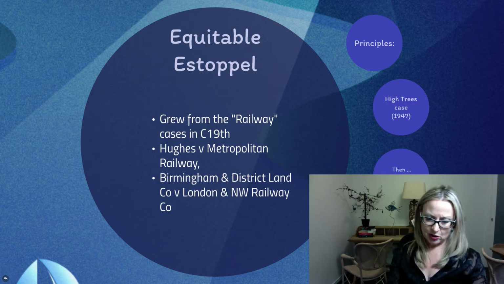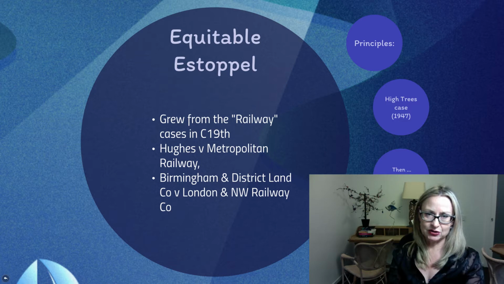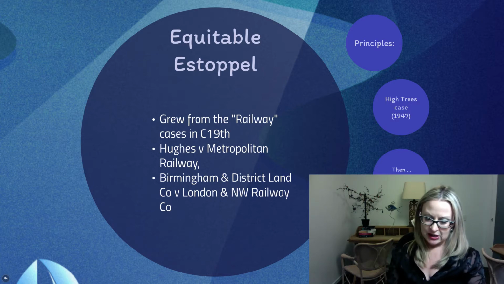In Hughes and Metropolitan Railway, it was that some repairs had been required to be done by the landlord. They had given the tenant notice that they needed to conduct some repairs within, I think it was 6 months. In the Birmingham case, there were some time provisions in the contract, and it was agreed that those time provisions didn't have to be met whilst the building works had been suspended.